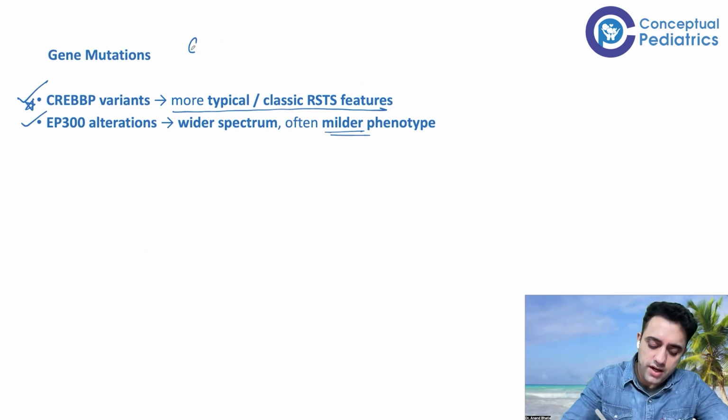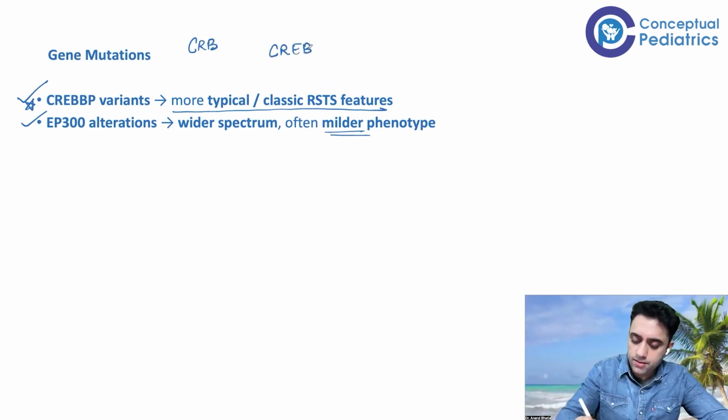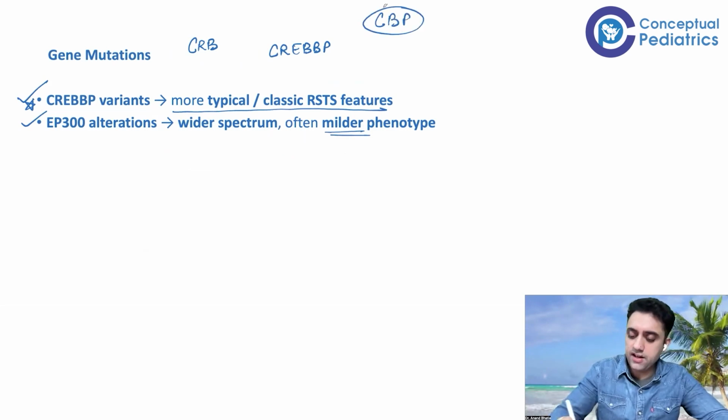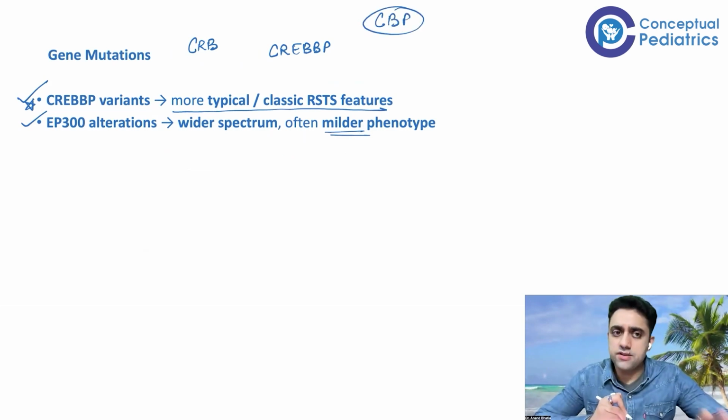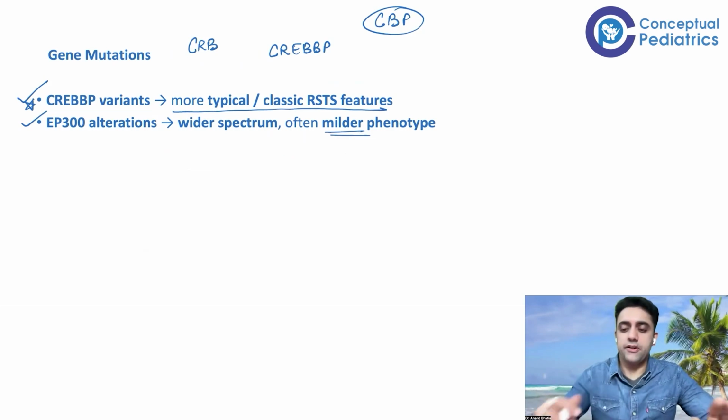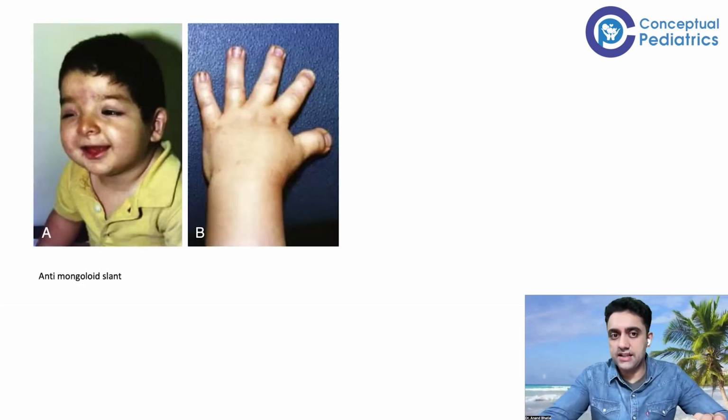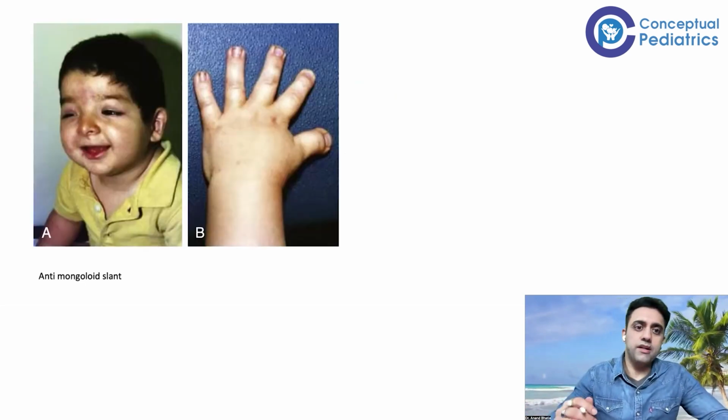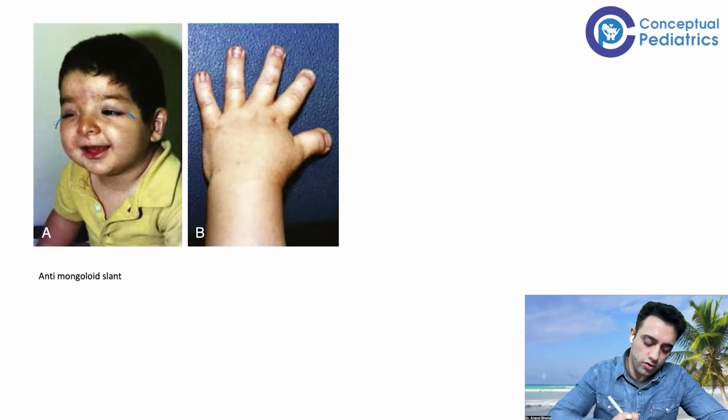Some books have written CRB gene mutation, some have written CRE gene mutation. Even I read CBP gene mutation. Somewhere I had seen it like that. So it's all the same, and that is Rubinstein-Taybi syndrome. Please don't forget that. And very importantly, the patient has an anti-mongoloid slant.